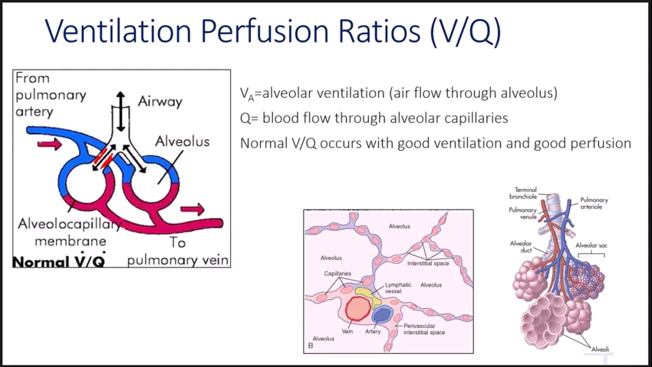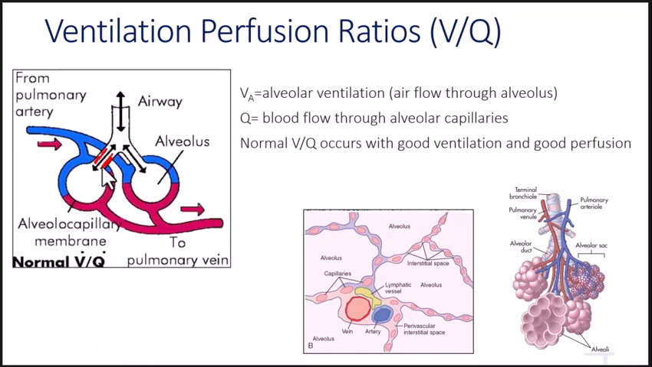And so ventilation perfusion ratio refers to how well that alveoli is being ventilated with air, and then how well the vessels that surround it are picking up that oxygen. We want good ventilation and good perfusion.